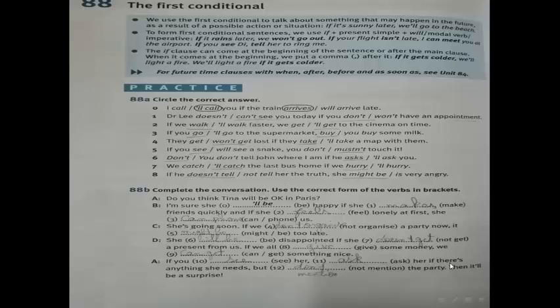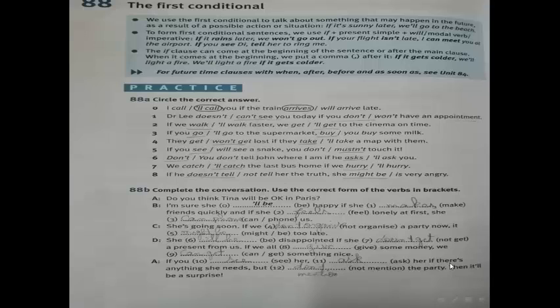To form first conditional sentences, we use if plus present simple plus will or modal verb or imperative. For example, if it rains later, we won't go out. Or, if your flight isn't late, I can meet you at the airport. Or, if you see Dee, tell her to ring me.